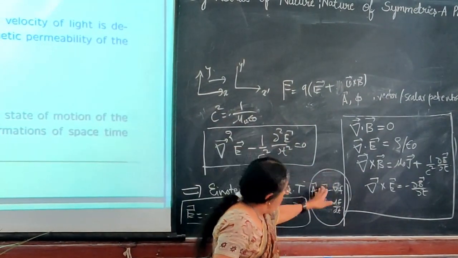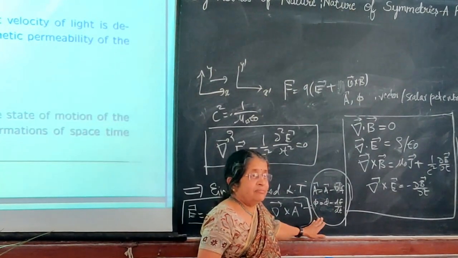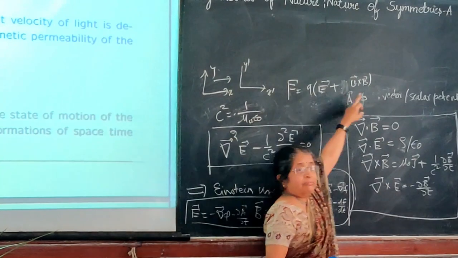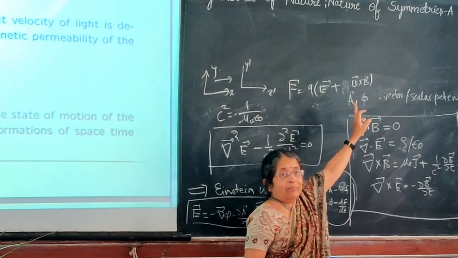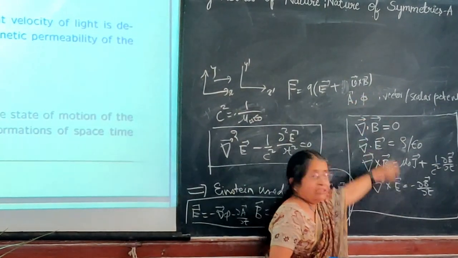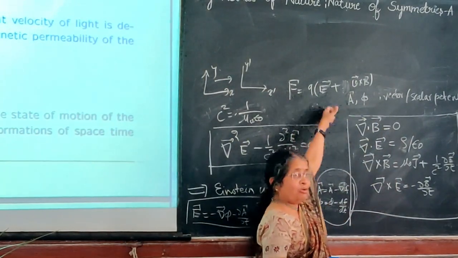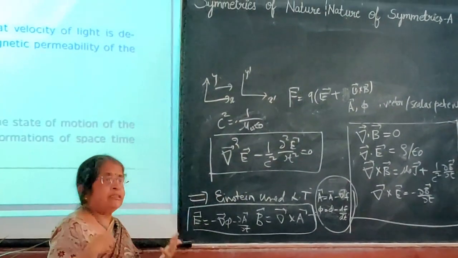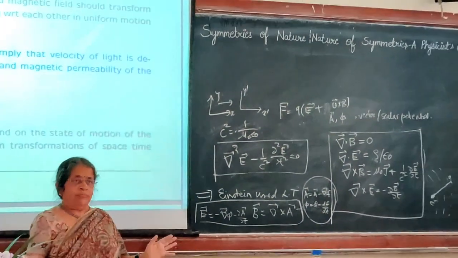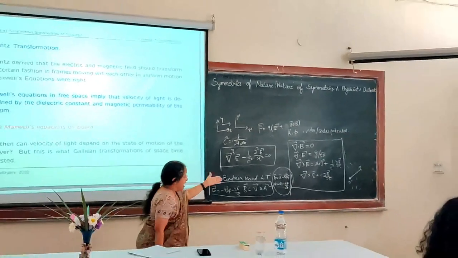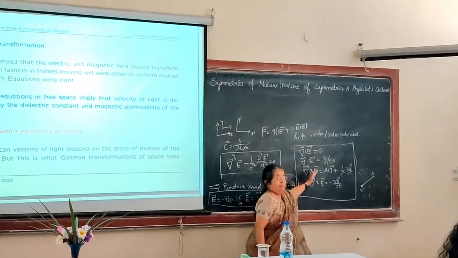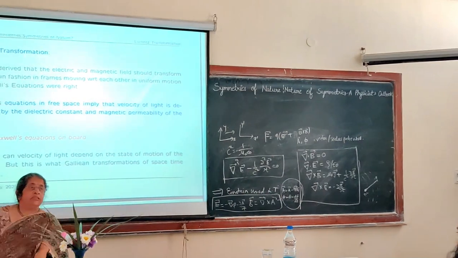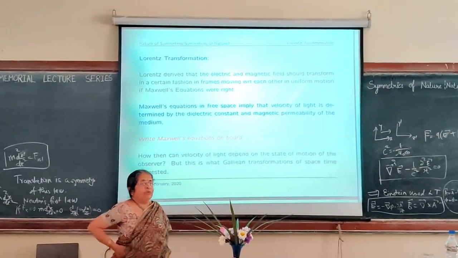So I have a whole family of A bars and phi, all of which will correspond to exactly the same E bar and V bar. And once they correspond to the same E bar and V bar, that is, they all satisfy this equation, and the force depends only on E bar and V bar. So I have something called invariance of this system of equations, which is very rich. And this is naturally there, because I can derive it from this. So Maxwell's equations have within themselves gauge invariance and Lorentz invariance. So that is where we will begin.